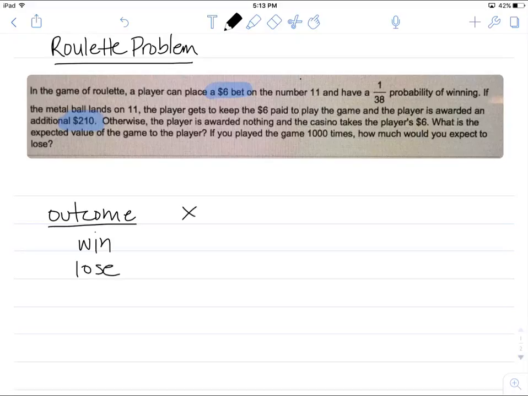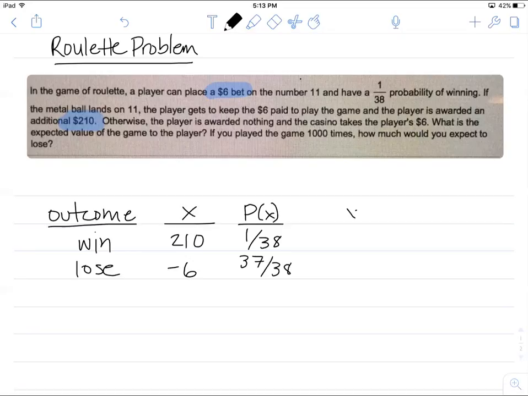Now each outcome has a value to the player. The value of winning to the player is the $210 in this particular situation, and the value of losing is a loss of $6. So you want to denote that with a negative sign. The third column will be the probabilities associated with each outcome. The probability of winning is 1/38, and the probability of losing is 37/38.